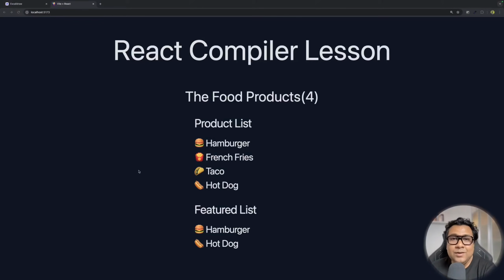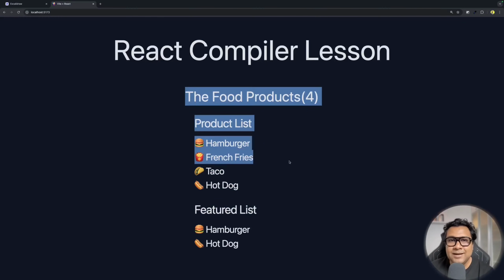On your screen, you are seeing an application that is something like a product page. What we show over here is the total number of food products with a heading called Food Products. And then below that, there is a product list where I have 4 products listed. You can see them. And then there is a list of featured products. There's a featured list, and among all these products, we have featured 2 of them.